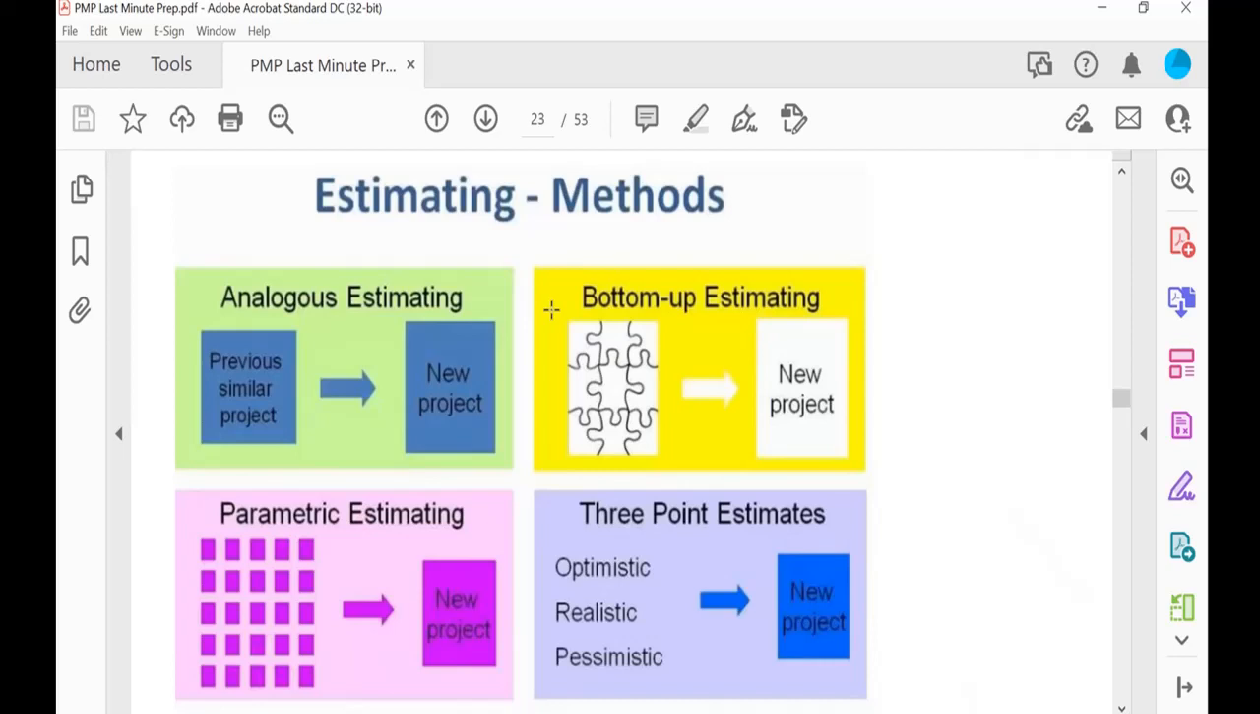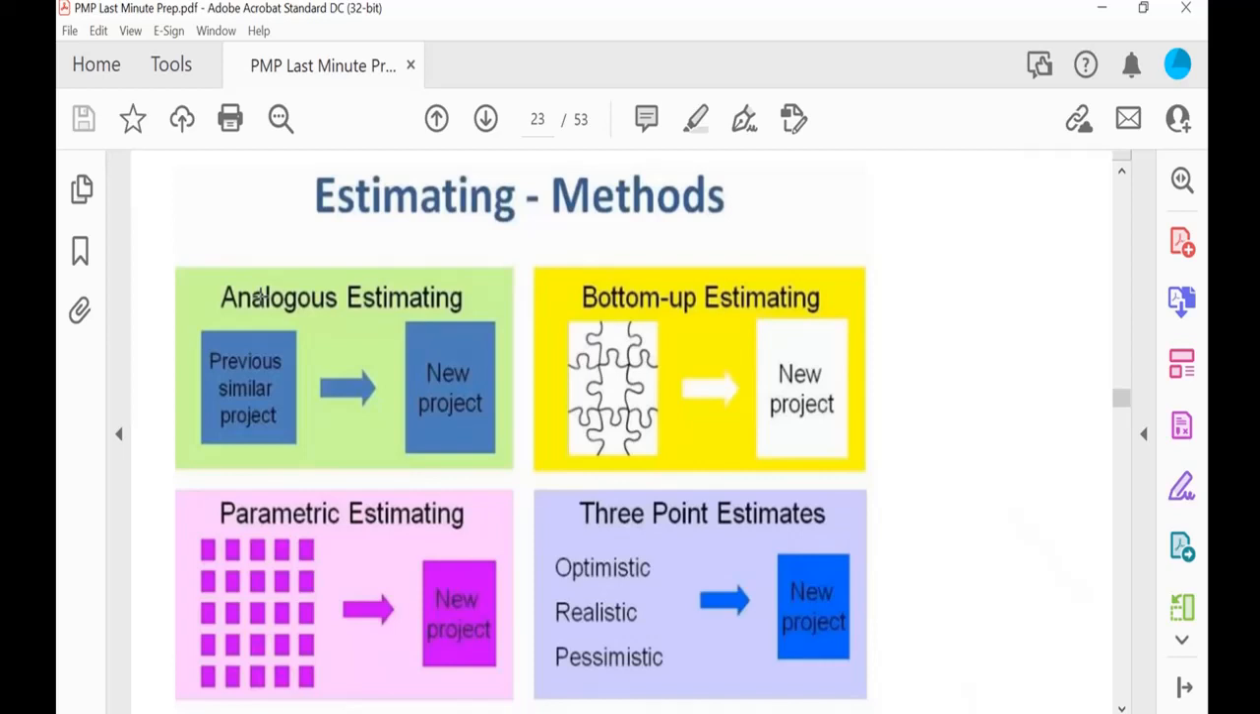And we have four methods: one is analogous, parametric, then 3-point, and bottom up. If you want to rank which one is most efficient and most accurate, then it is bottom up estimating. And analogous is the old one, not efficient. I don't remember reading anything about analogous or parametric. I might have, but I've read about 3-point and bottom up estimating.